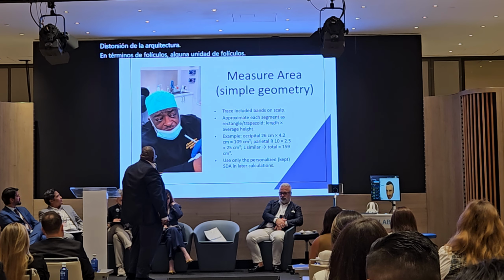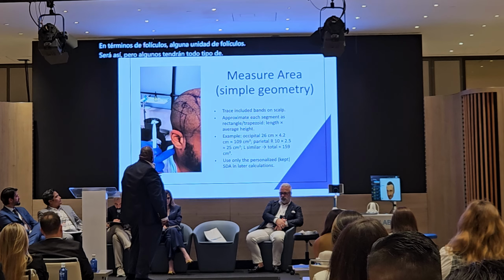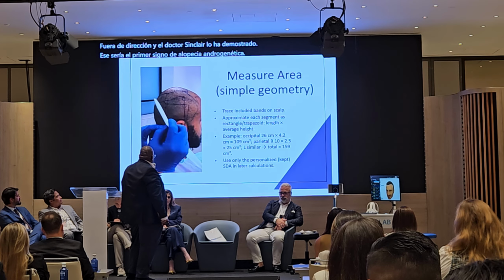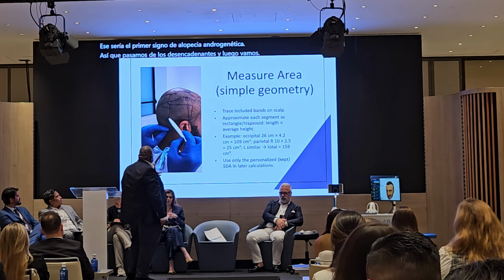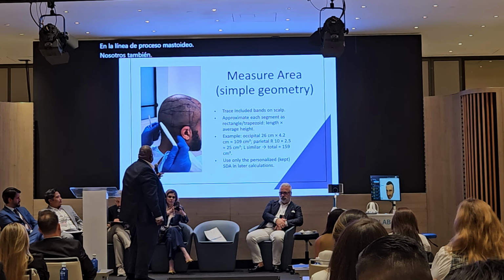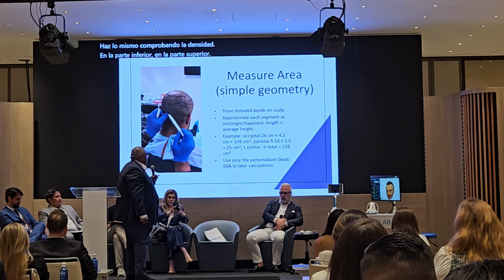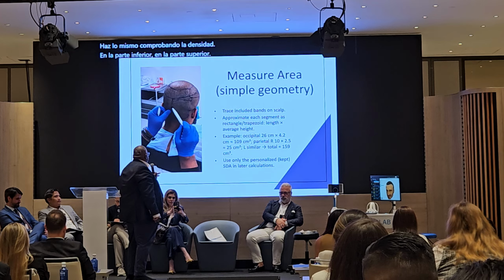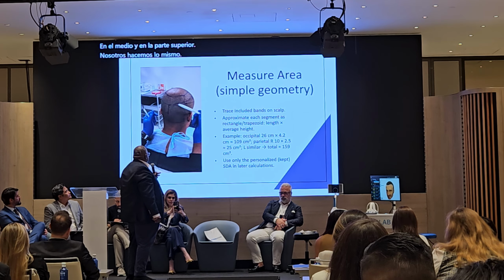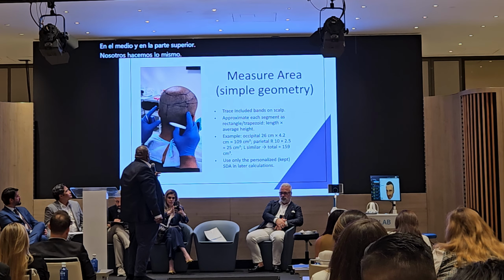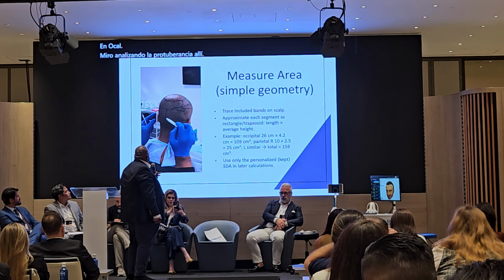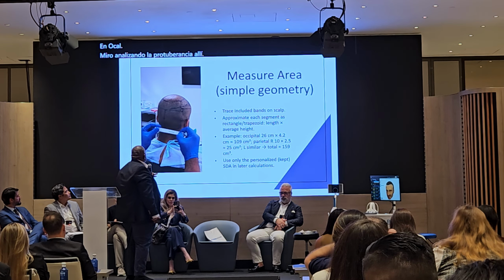So we go from the tragus, and then we go on the mastoid process line. We also do the same thing, checking density on the bottom, in the middle, and on top. We do the same in the occipital by localizing the protuberance there and checking. So it gives you data on how the donor area is at a certain time, miniaturization, the type of follicles.